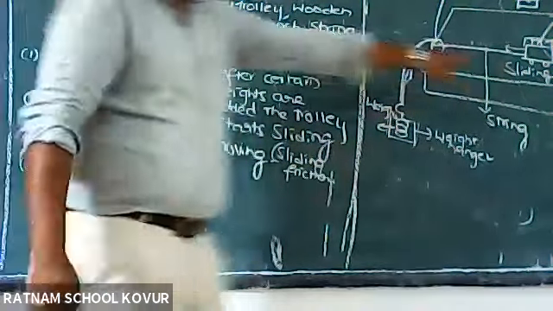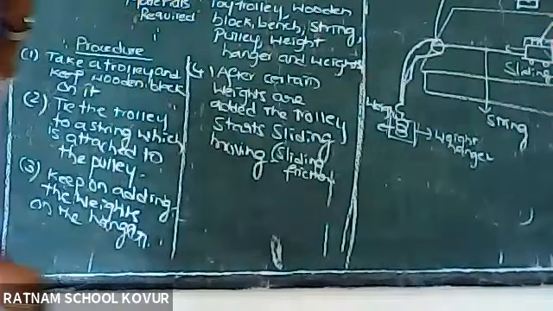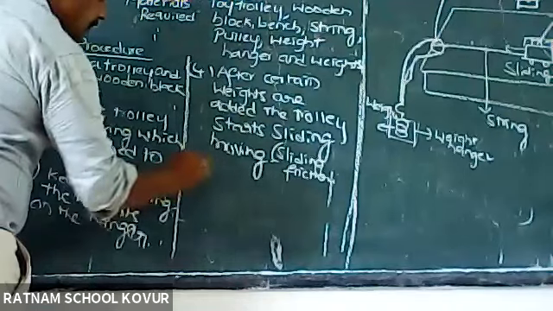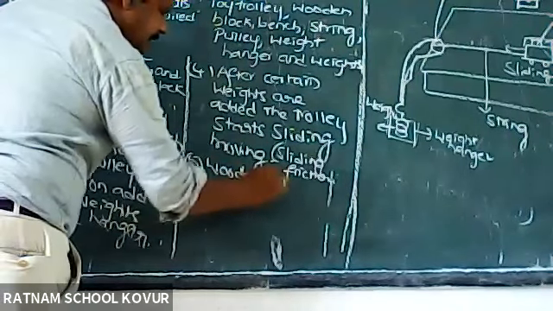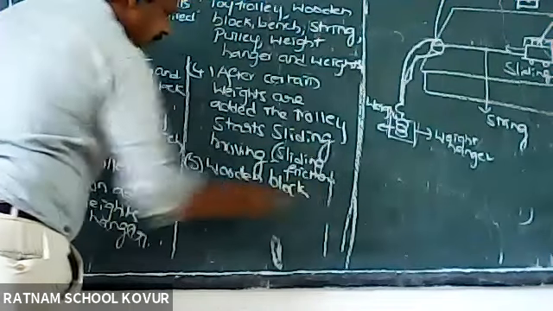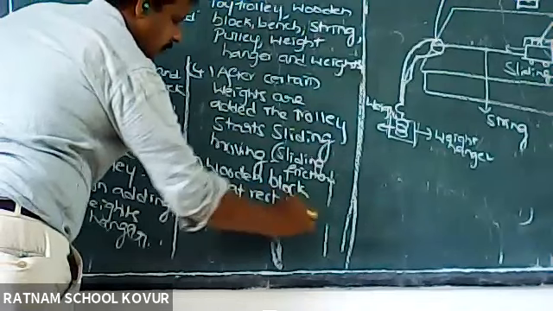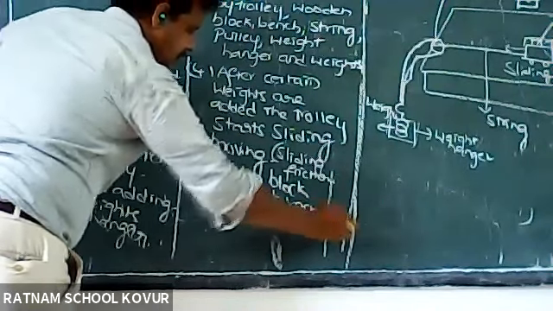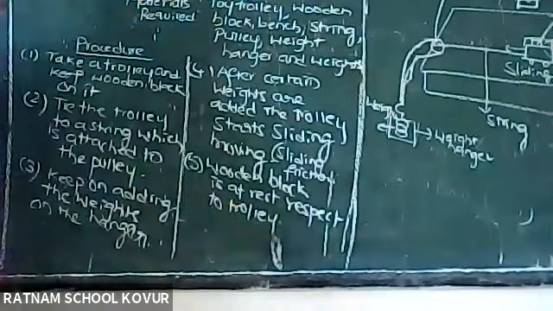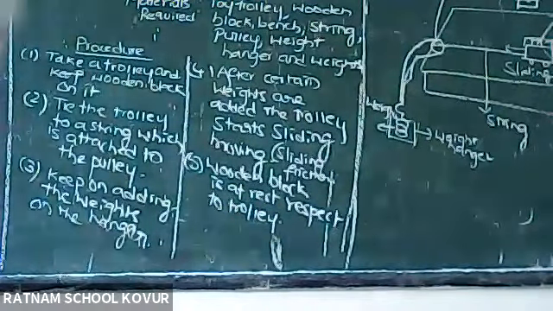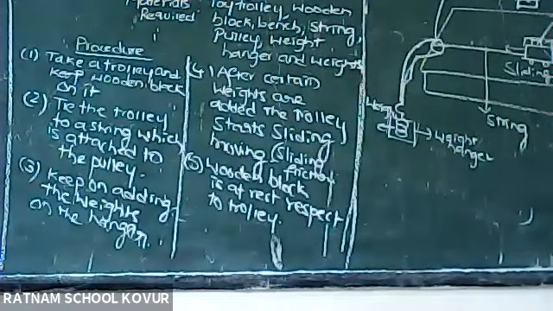But the wooden block which is on the trolley is at rest with respect to the trolley. Now there are still four point definitions. Let me just take the picture.